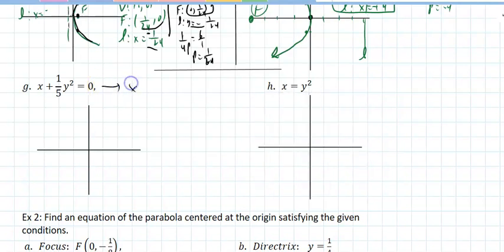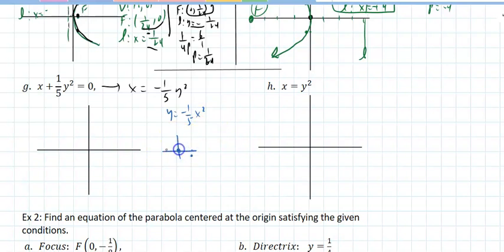So here, I'm looking at x equal negative 1/5 y squared. If you're comfortable with this, go ahead and do it. I'm going to assume you're not. So I'm going to go ahead and say, you know what? I'm going to really do all of this work. I'm going to do y equal negative 1/5 x squared. So the graph, I'm going to graph it, even though it's a lot of work, no big deal.